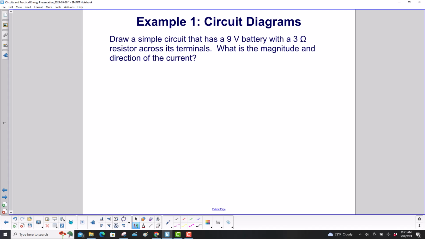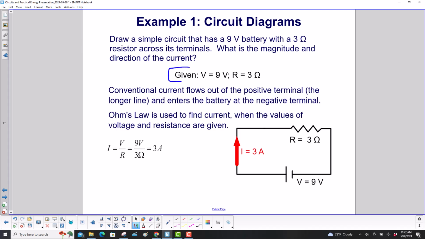Example 1. Draw a simple circuit that has a 9-volt battery with a 3 ohm resistor across its terminals. What is the magnitude and direction of the current? Here's our two givens. And conventional current flows out of the positive terminal, that's the longer line, right over here, and enters the battery at the negative terminal, like that. So this red line here, that arrow shows the direction of the current, and then we use Ohm's law to find the value of it. So I is equal to V over R, 9 volts over 3 ohms, and we get 3 amps flowing through the circuit.